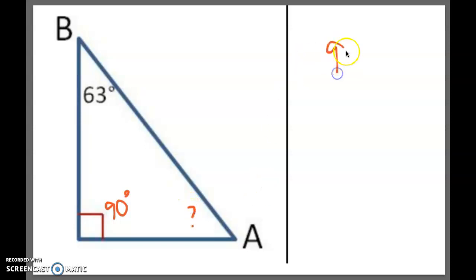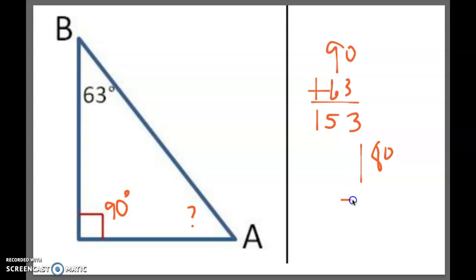So I'm going to go 90 plus 63. Again, you can use your calculator. I'm just using mental math. Well, I'm working it out, not necessarily mental math right now. And that's 153. But remember, that's not the angle measurement. That's what you've used out of your 180. So you've got to take that 180 minus the 153.